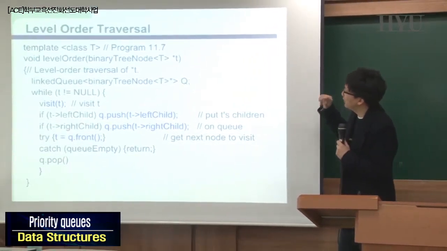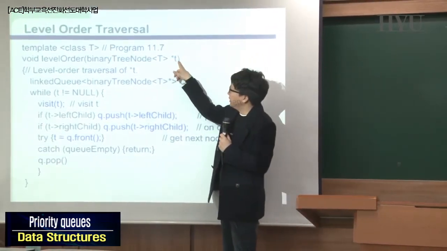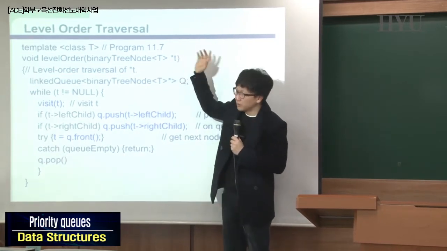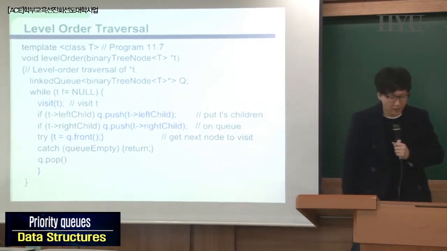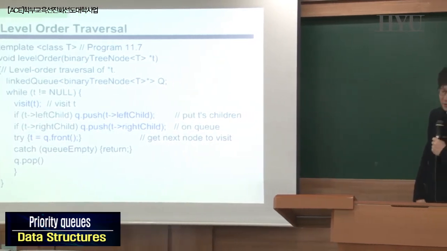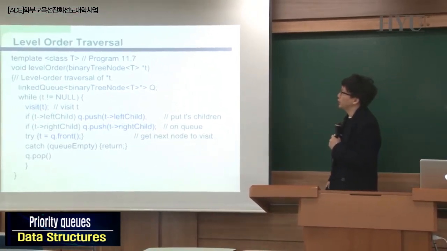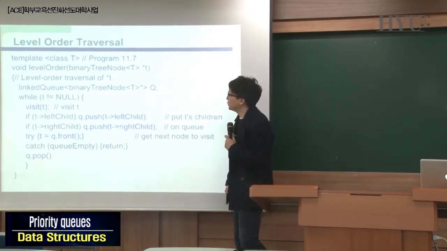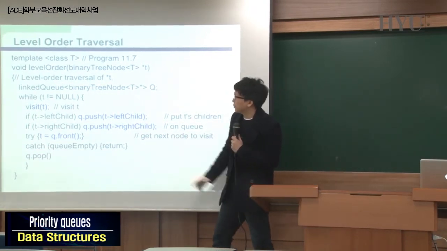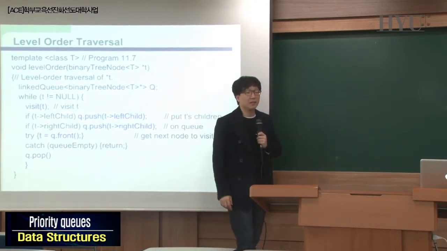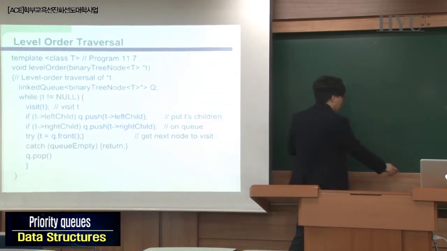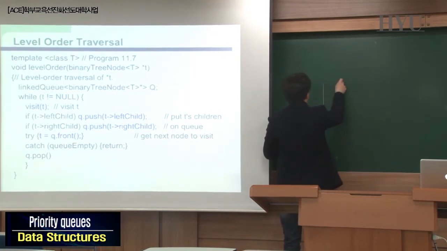Void level order, binary tree T. Probably the first one I give is a root. I give a pointer where to begin with. Level order traversal of T. Link Q, I'm going to call my Q. Elements will be binary tree nodes. That's going to be my Q. So I just create a Q. Nothing in it yet.